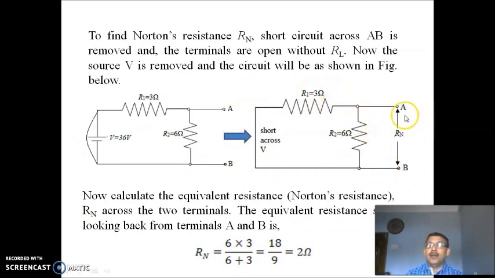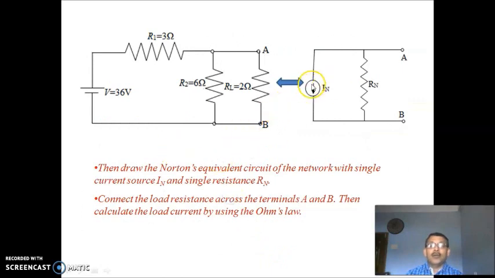Okay. Then, what is the equivalent resistance across AB for this circuit? Here, these two resistances are in parallel. Therefore, the equivalent resistance across A and B will be 2 ohm, and this is the Norton's resistance. Okay. Therefore, we have got the Norton's current and also the Norton's resistance. Therefore, we can draw the Norton's equivalent circuit. And this is the original circuit, which is equivalent to Norton's equivalent circuit is this. Here, IN is the Norton's current, RN is the Norton's resistance, which are already measured.